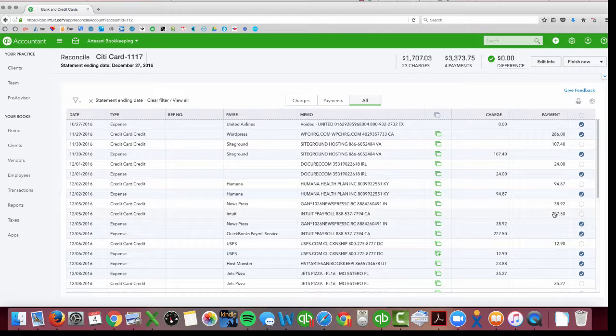Finally, when it did float in, it brought the transactions in. As you can see, they matched. So the transactions actually matched the system. So these credit card credits should not be here. I was not refunded for my hosting.